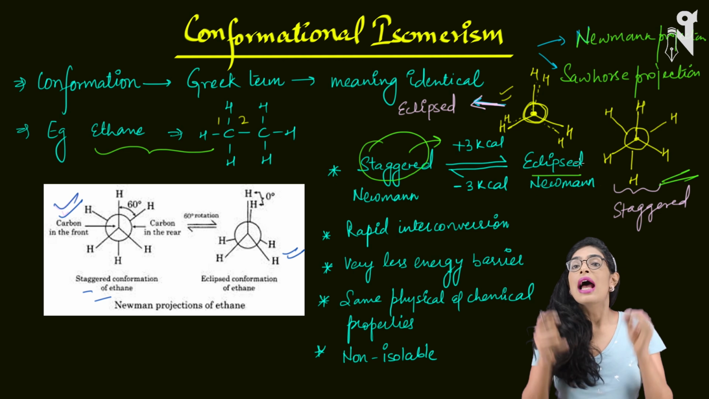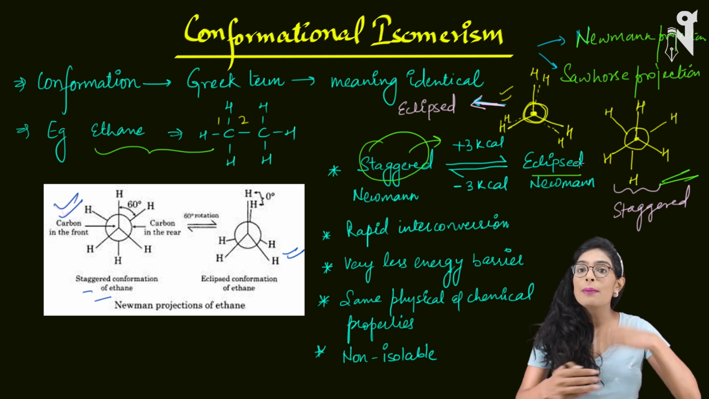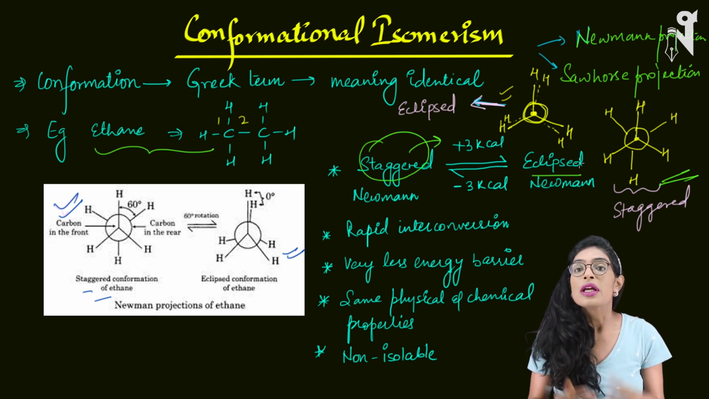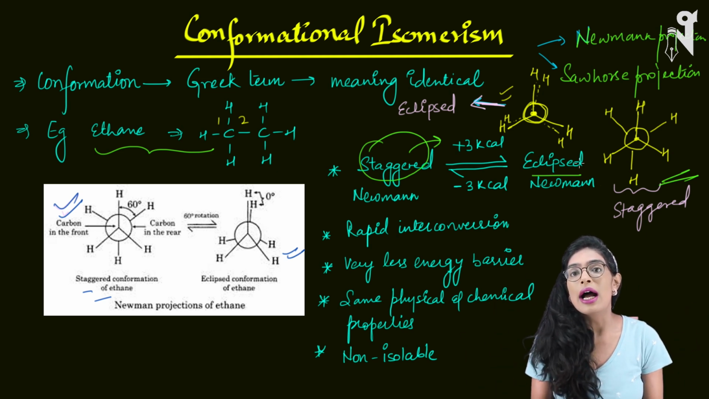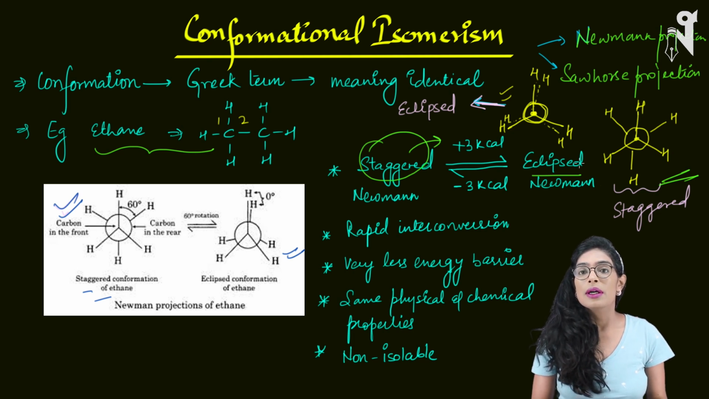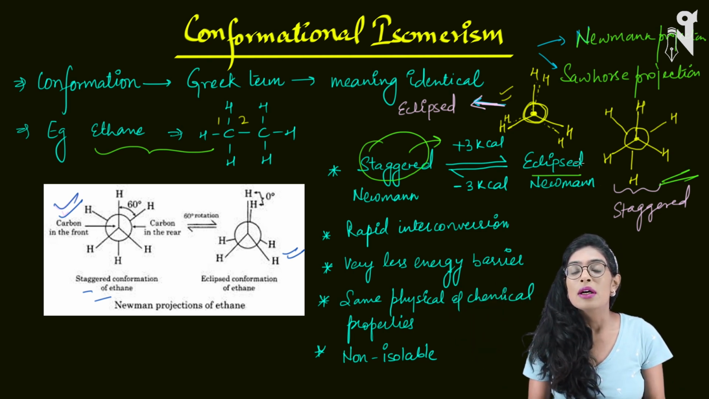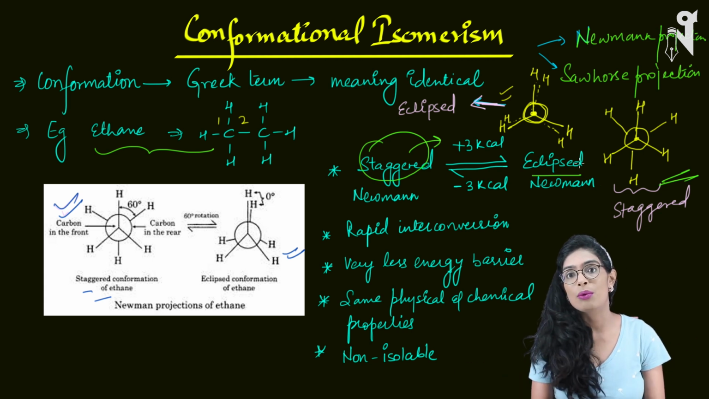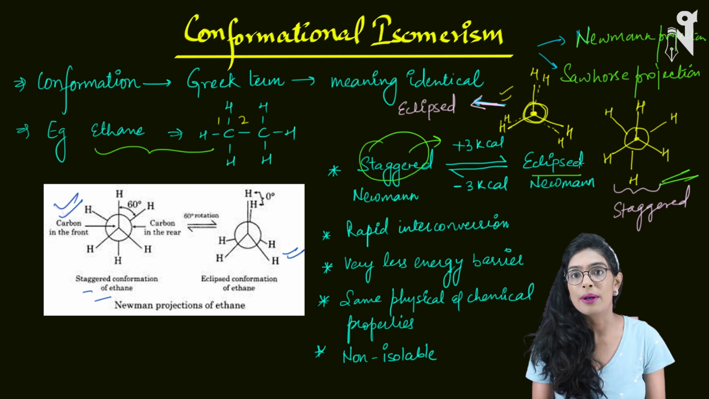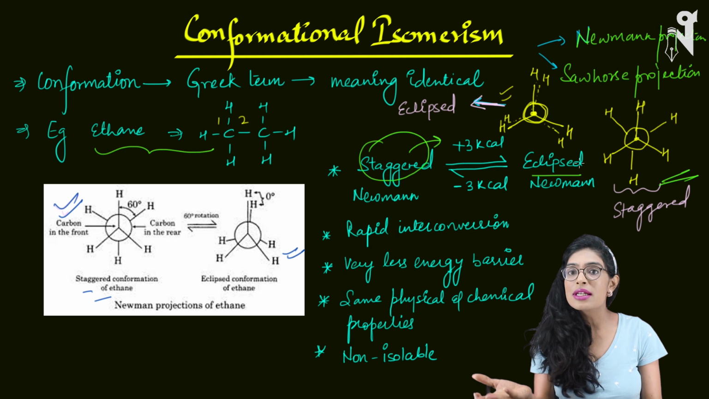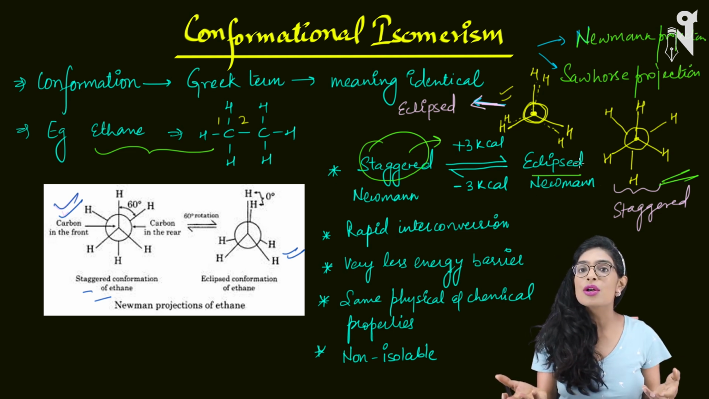Because it is so rapid and the energy barrier is so less, and because it's happening like infinite times in probably a second's time, you cannot separate these two isomers, or you cannot separate these two structures. So basically you can never say that I have this cylinder filled with staggered ethane and this cylinder full of eclipsed ethane. We cannot separate them out. These are just non-isolable. But yes, the form which has more energy is less stable, and the form which has less energy is more stable.